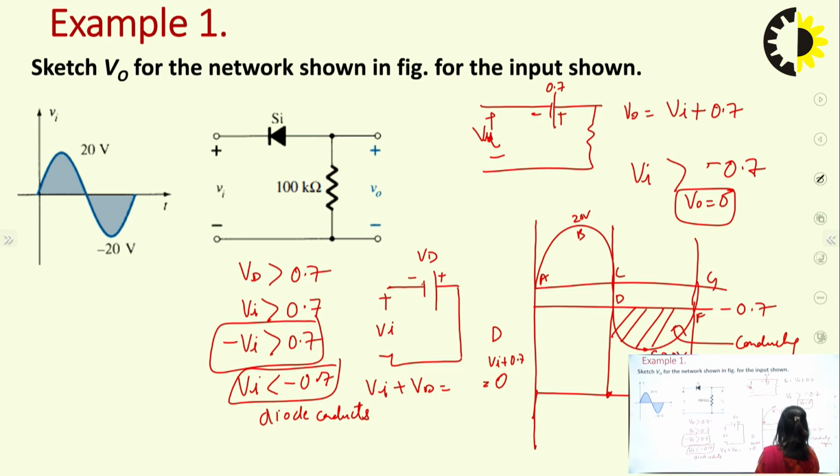And at E point it will be equal to minus 20 plus 0.7, so it will be equal to minus 19.3 volt. Otherwise it would be equal to 0. So this is the output waveform. Okay.